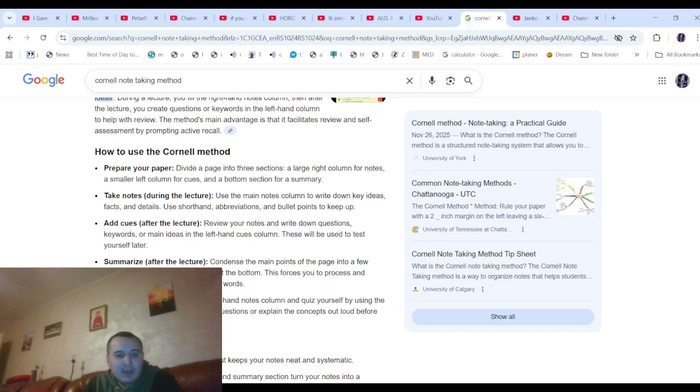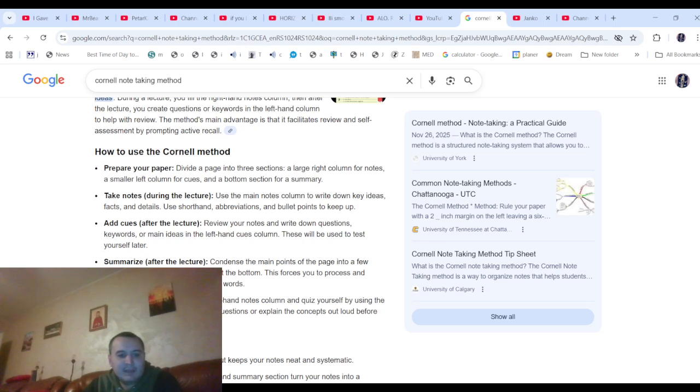Add cues after the lecture. Review your notes and write down questions, keywords or main ideas in the left-hand cues column. These will be used to test yourself later. Summarize after the lecture. Condense the main points of the page into a few sentences in the summary section at the bottom. This forces you to process and understand the material in your own words.